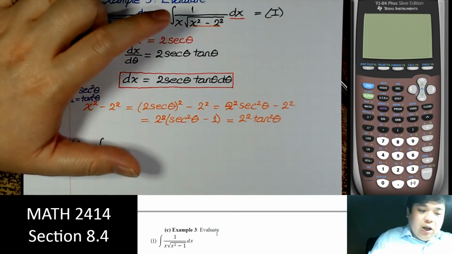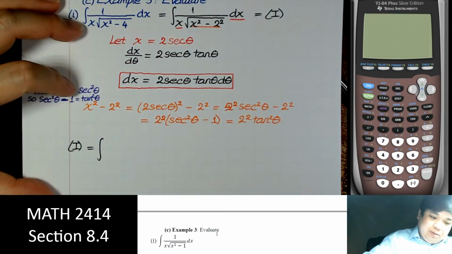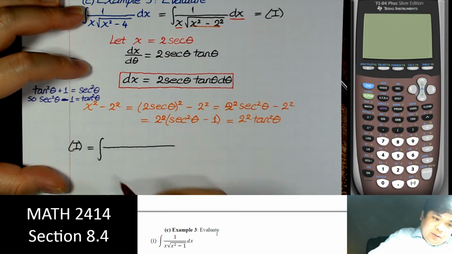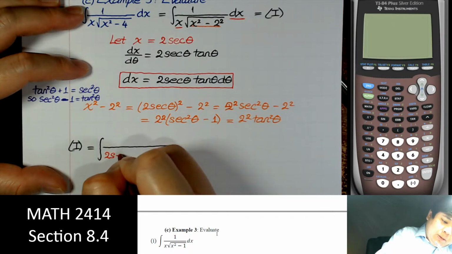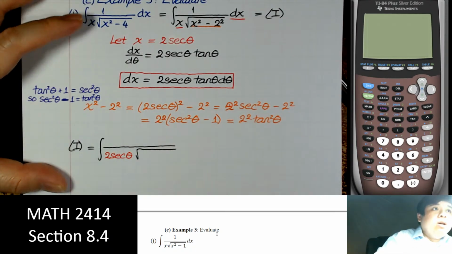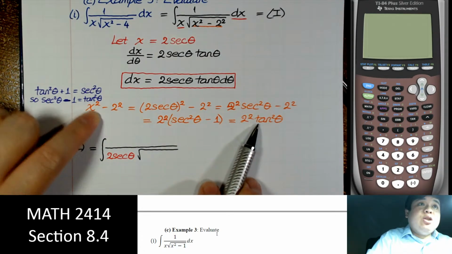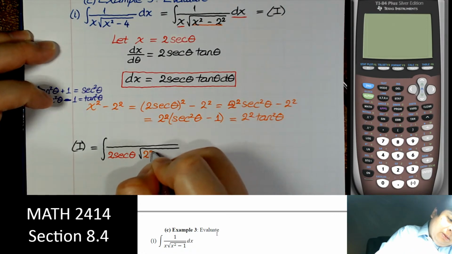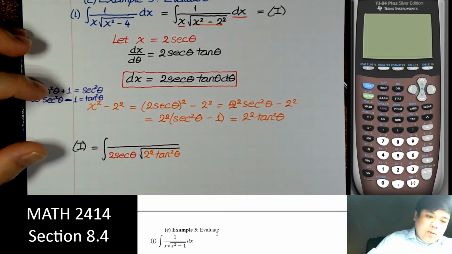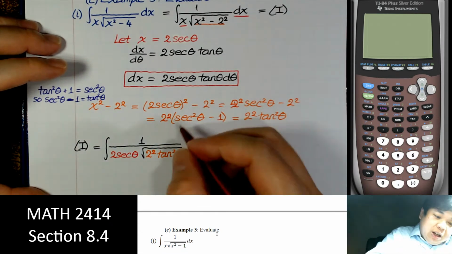Right. Now first we still have the x, which is 2 secant theta. And then square root, that one is going to be this. dx is going to be that.